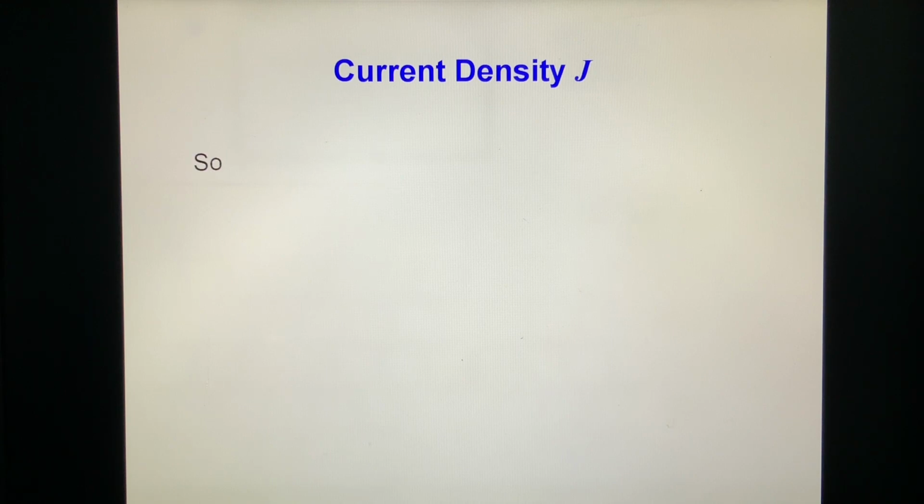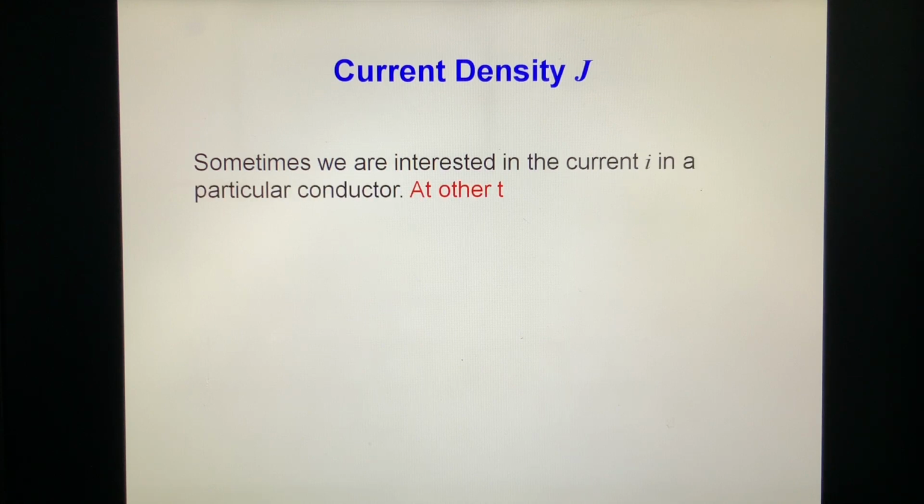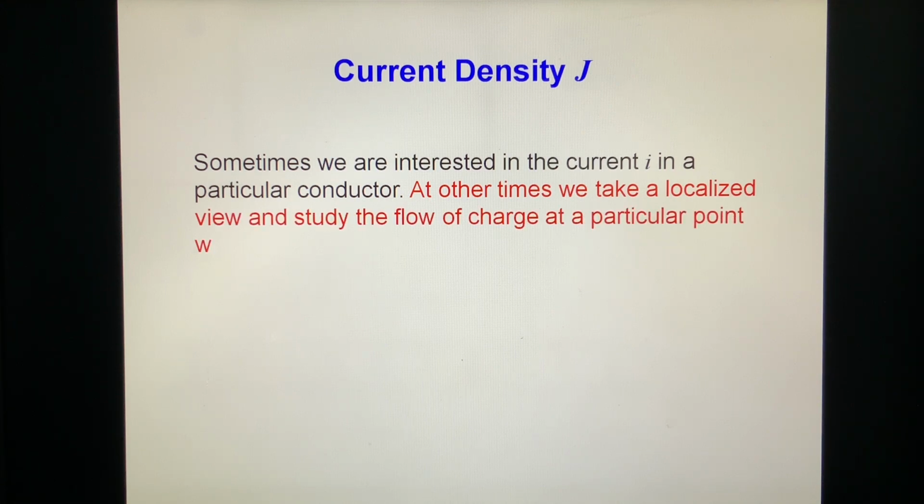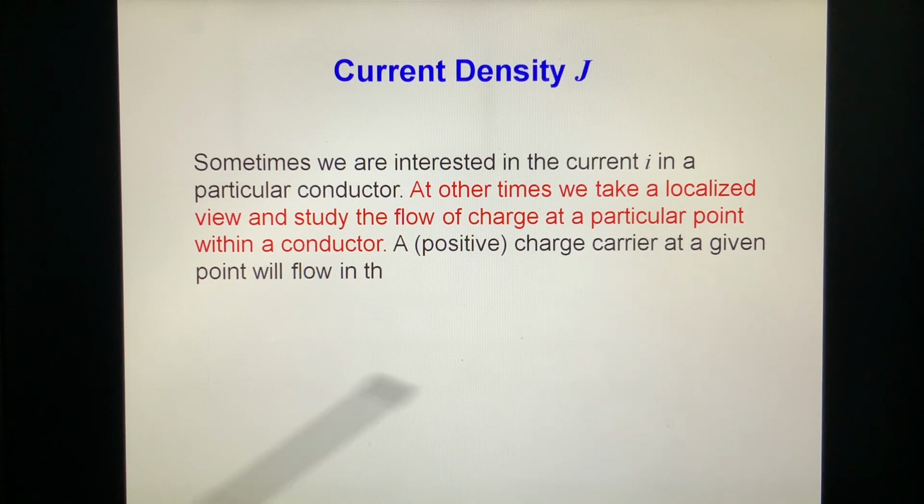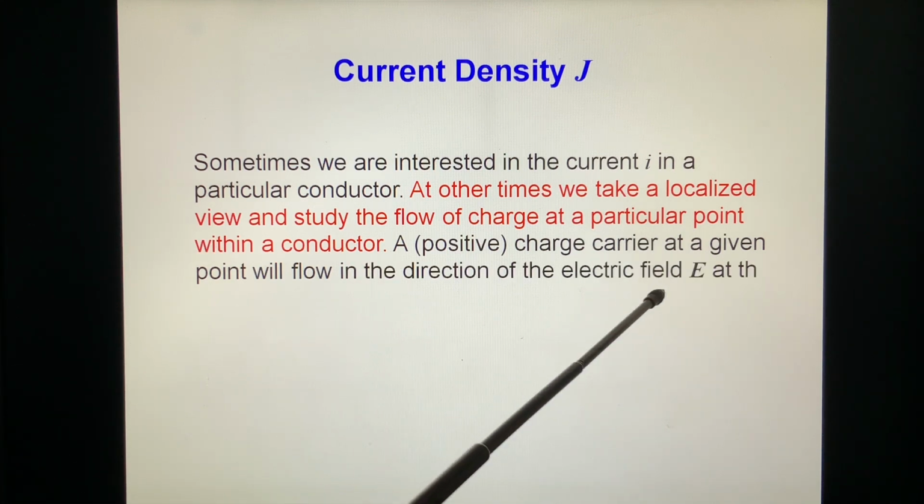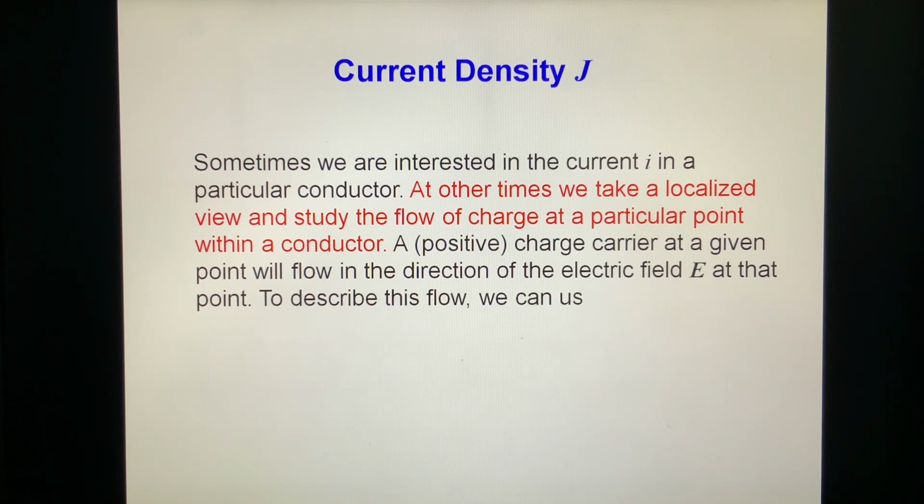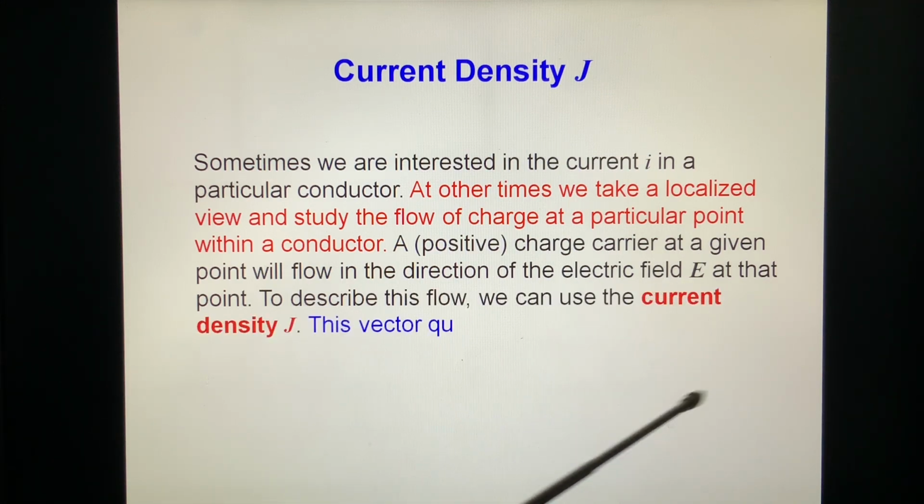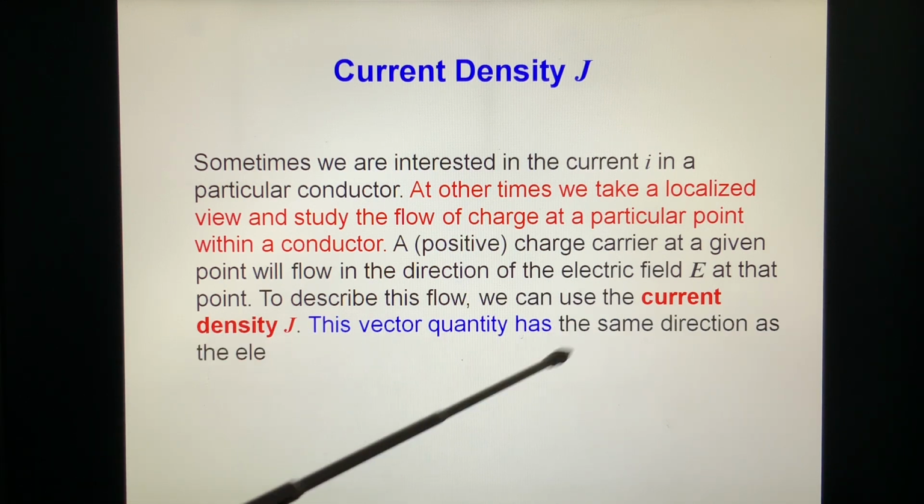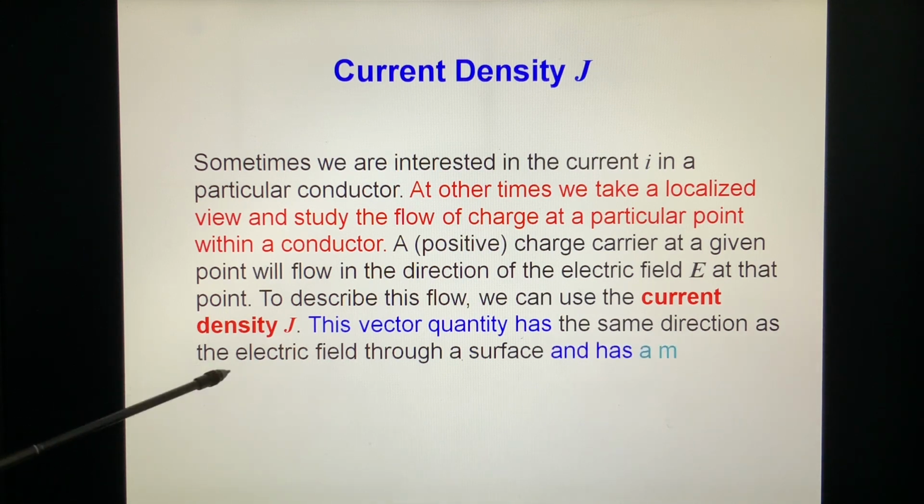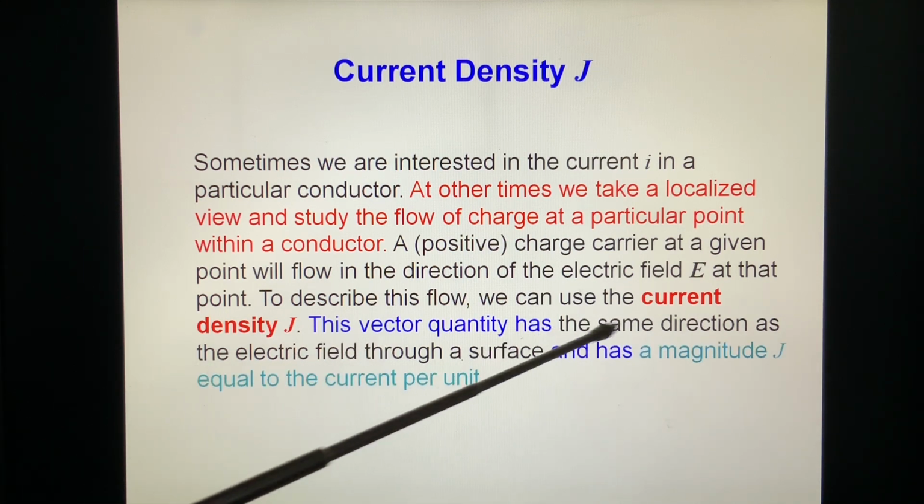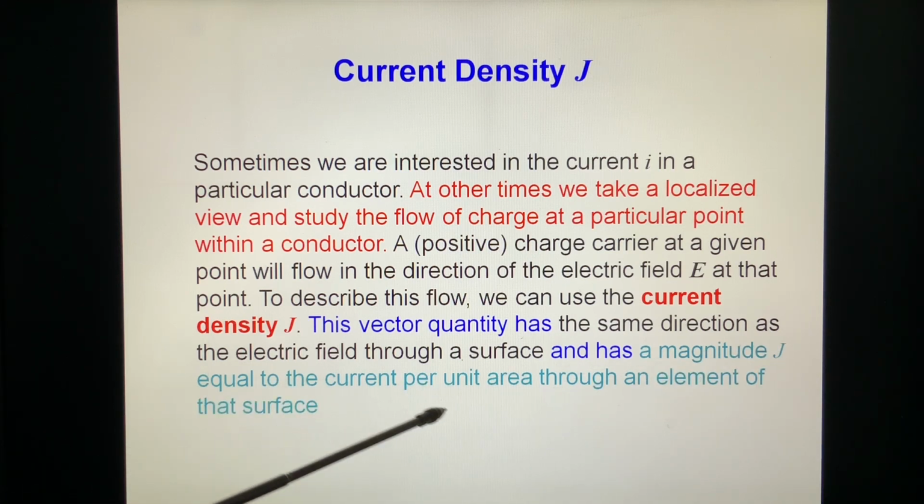Current density J. Sometimes we are interested in the current I in a particular conductor. At other times, we take a localized view and study the flow of charges at a particular point within the conductor. A positive charge carrier at a given point will flow in the direction of the electric field E at that point. To describe this flow, we can use the current density J. This vector quantity has the same direction as the electric field on a surface and has magnitude J equal to the current per unit area through an element of that surface.